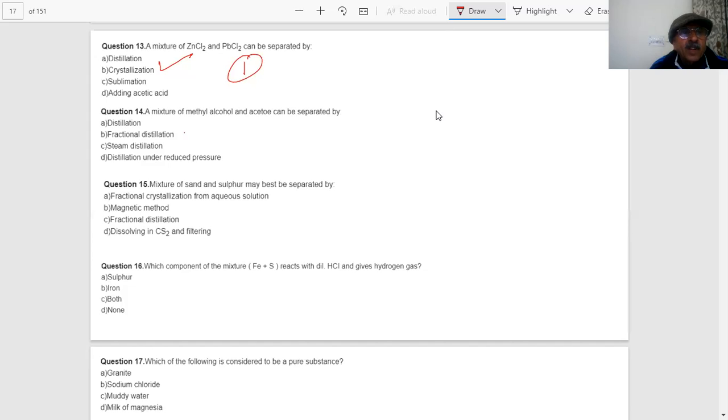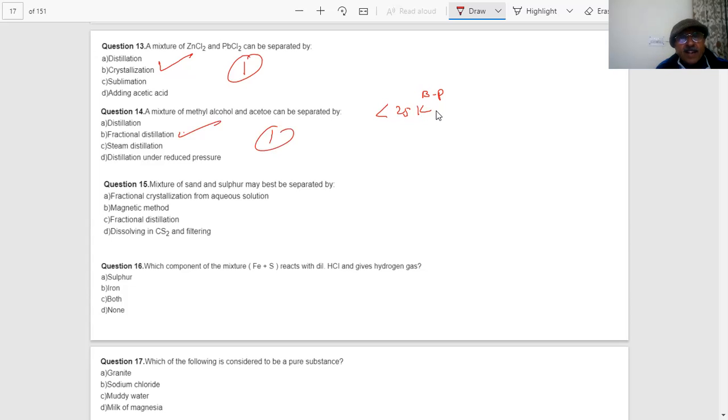Fractional distillation, students. There are two things he has given because the boiling points have not been mentioned. So whenever the boiling point is less than 25 K, then fractional distillation is there. That is the correct answer.